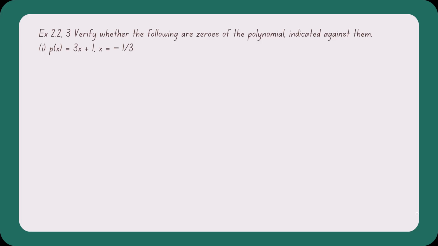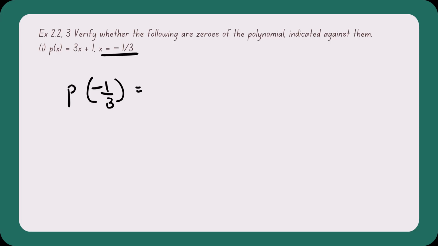Verify whether the following are zeros of the polynomial indicated against them. We have to check whether it is a 0. How do we check? We'll put in this value and check. So p of minus 1 by 3. If it is 0 or not, we'll see, okay? So we'll put in the value, right?